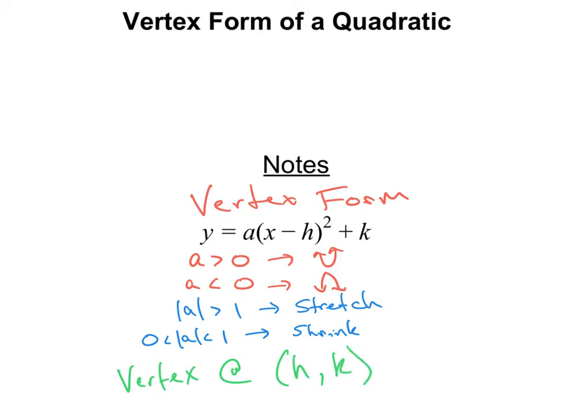Now, h and k are in the formula, but here's what you have to remember. h is opposite, and k is the same. So if we know something's in vertex form, we can take the opposite of the number inside the parentheses and the same number outside the parentheses and put them together, and that is the vertex.